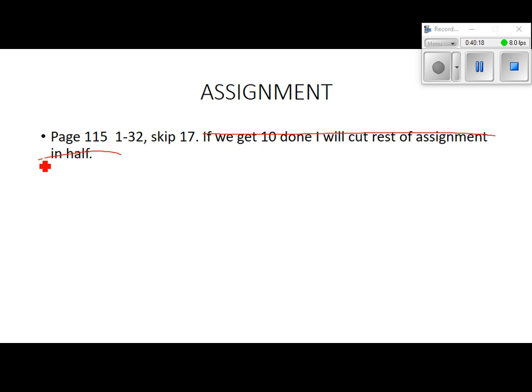Get out your books, page 115. Write this down, we're going to do a bunch of this together. As we do it together, if we got about 20 minutes, 25 minutes, 21 minutes. If we get through 10 problems, I'll cut the assignment way down. But if you sit here and nobody answers questions and we don't get through 10 problems, then that's your assignment.